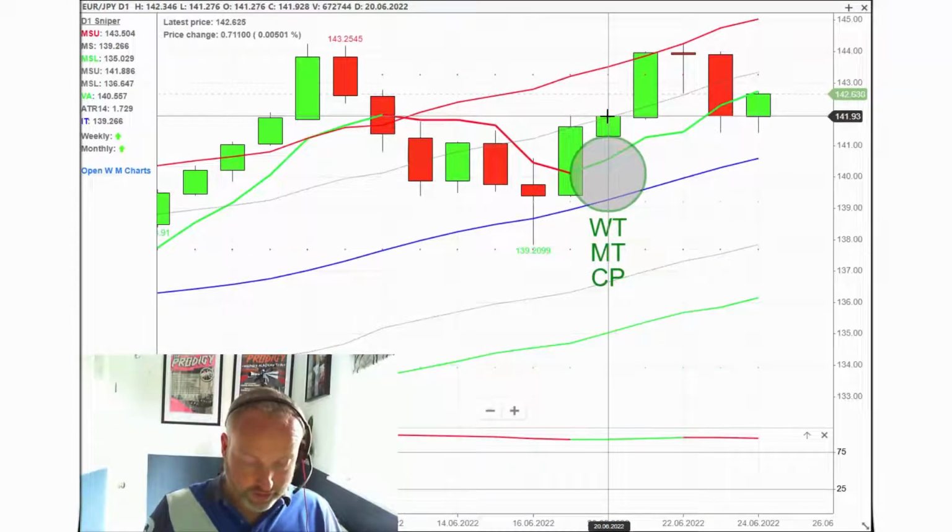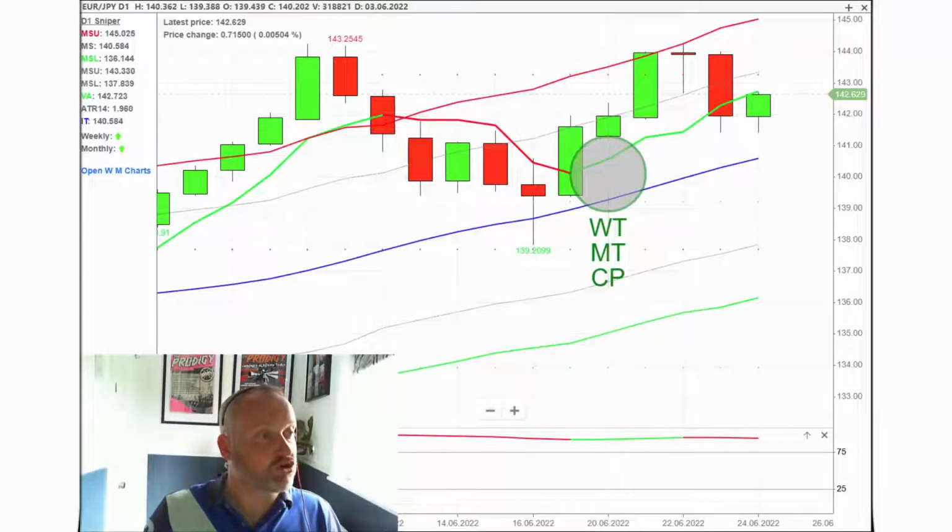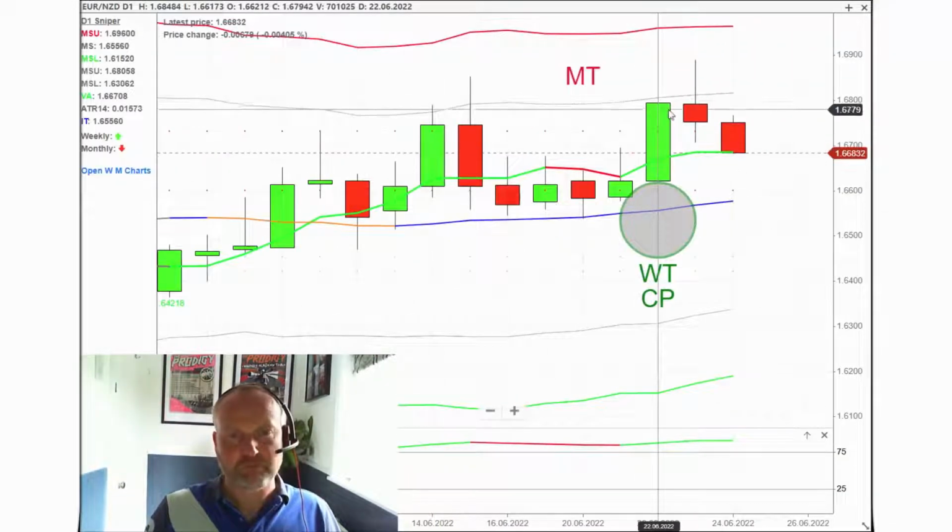So annoying, losing on CAD yen, but some really nice profits on Swiss yen and euro yen and some of those other yen pairs. Actually, some really good rotations. About 60 points there on euro yen. Euro New Zealand, a 40-point winner.